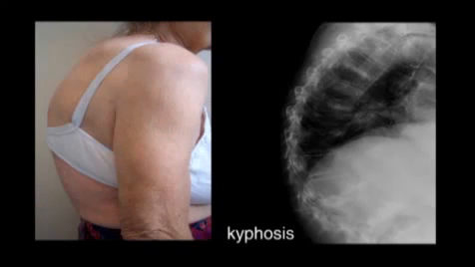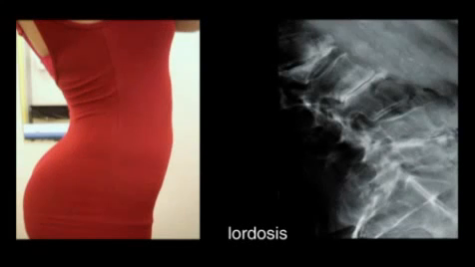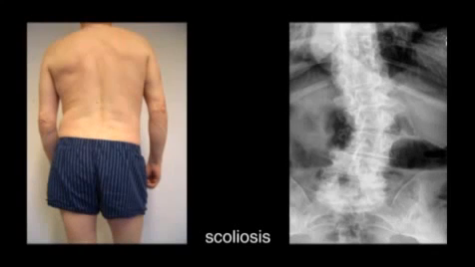Kyphosis, a flexion curvature of the spine. Note that mild kyphosis of the thoracic spine is normal. Lordosis, an extension curvature of the spine. Note that mild lordosis of the lower cervical and lumbar spine is normal. Scoliosis, lateral curvature of the spine.